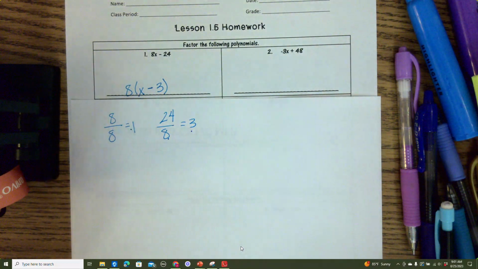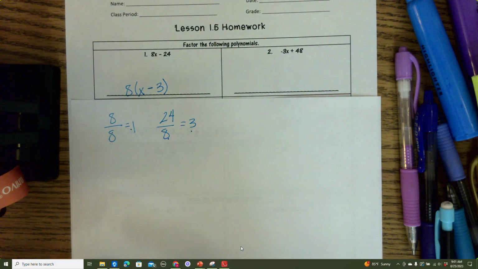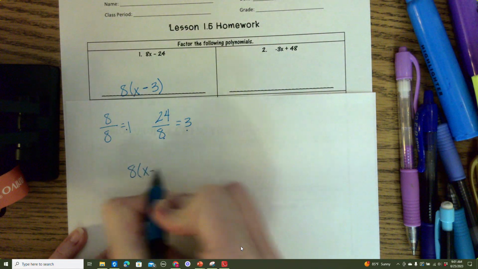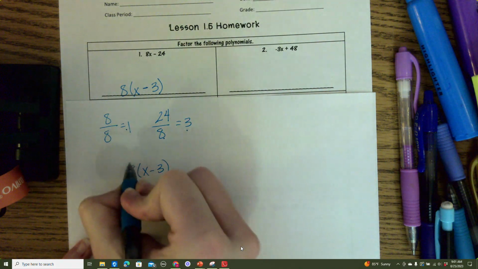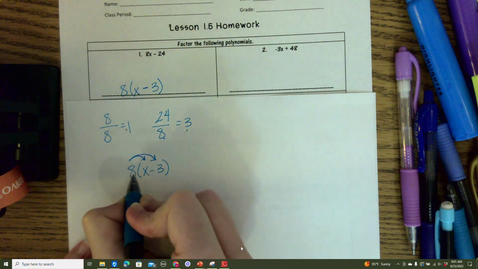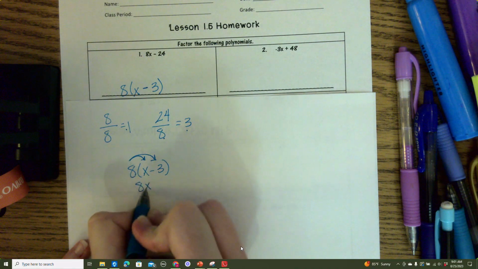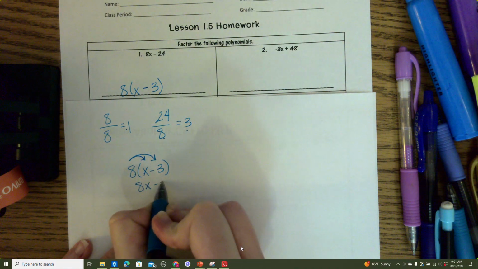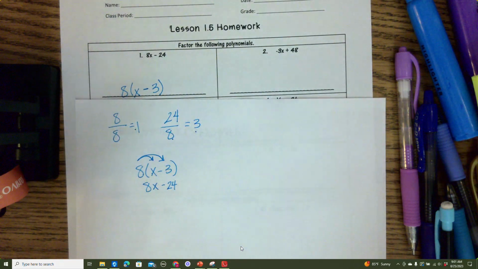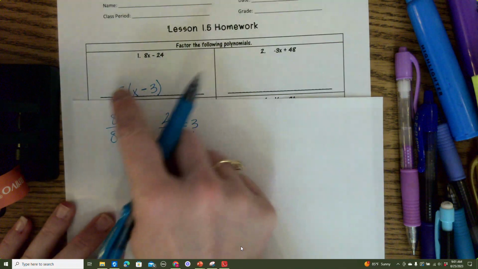And so factoring is undoing all that work that we do with distributing. So if I use the distributive property, 8 times x is 8x. 8 times negative 3 is negative 24. I should be able to get back to the original question. Why do we divide 8 by itself? Because if you factor out of one thing, you have to factor it out of all of them. Whatever you do to one. And that's so you can put it on the outside.